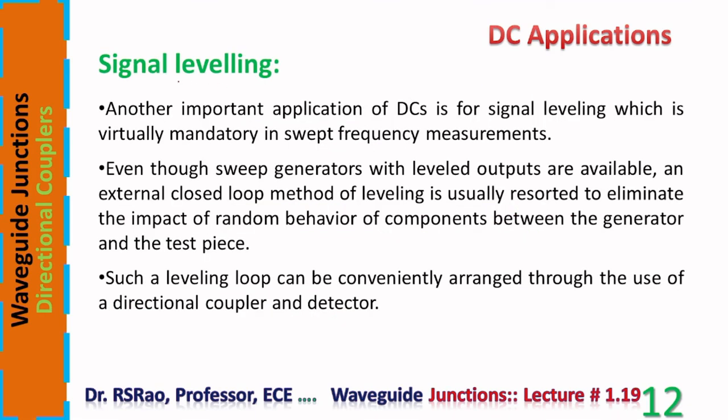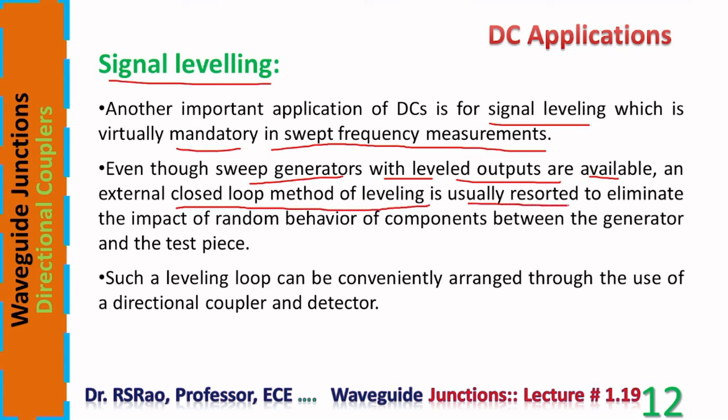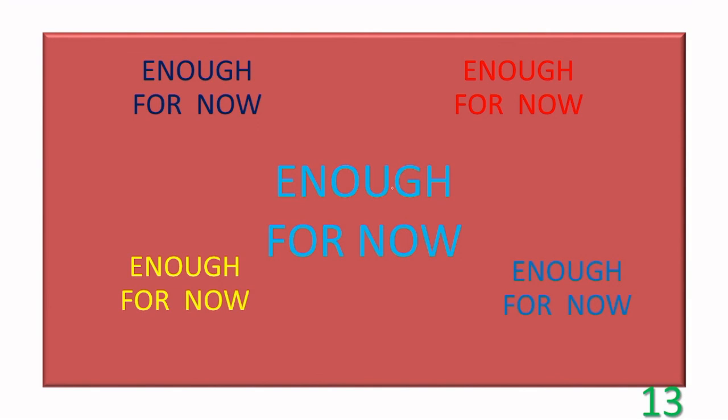Another application of the directional coupler is in signal leveling. DCs are also used for signal leveling, which is virtually mandatory in swept frequency measurements. Even though sweep generators with leveled outputs are available, an external closed-loop method of leveling is usually resorted to, to eliminate the impact of random behavior of components between the generator and the test piece. Such a leveling loop can be conveniently arranged through the use of a directional coupler and a detector. These are some of the things which I want to share with you right now.